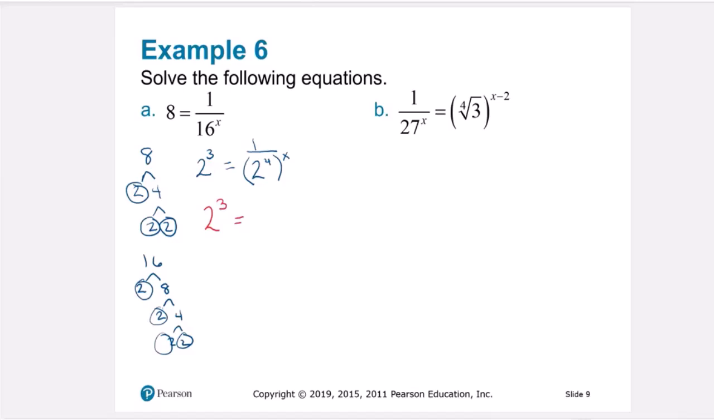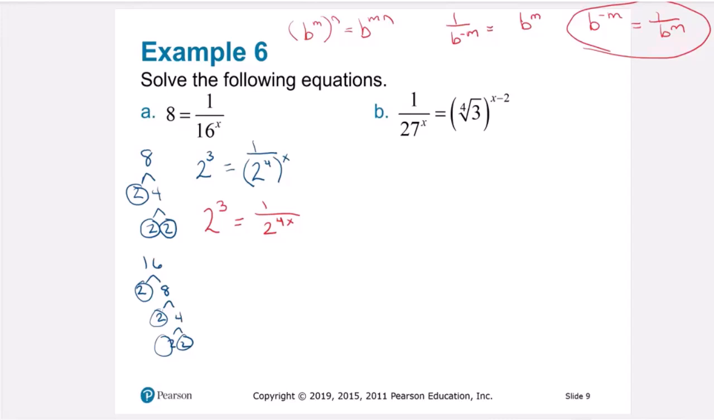The first thing I'm going to use is b to the m to the n. We multiply. This equals 1 over 2 to the 4x. 1 over b to the minus m is equal to b to the m, and b to the minus m is equal to 1 over b to the m. I can change this to 2 to the third is equal to 2 to the negative 4x.